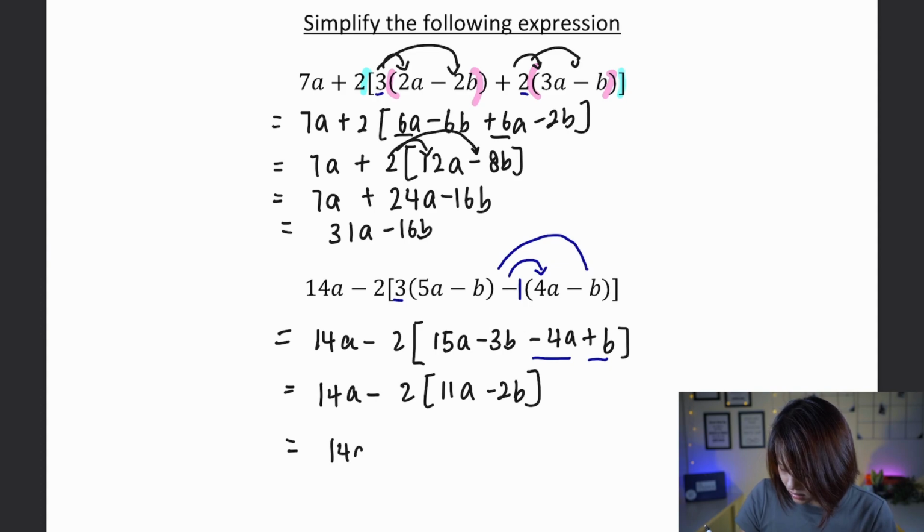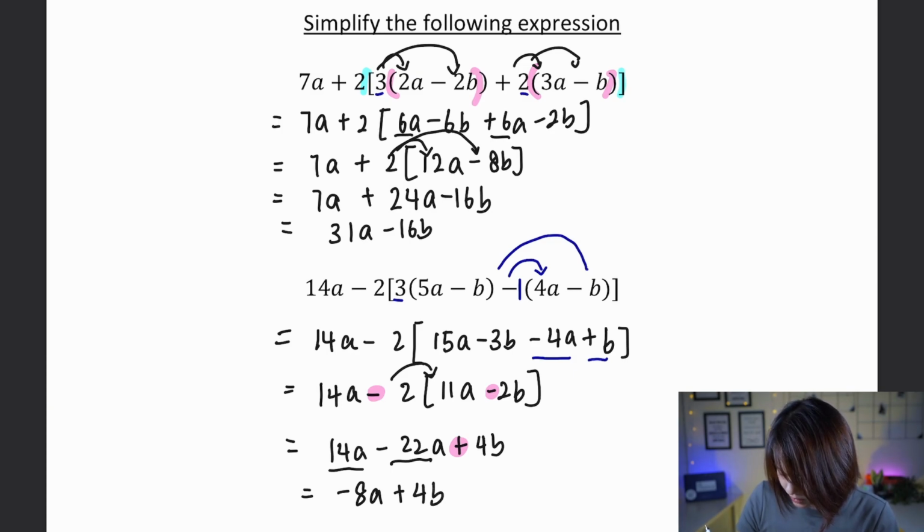Next, do my last bracket expansion: 14a minus 22a plus 4b. Remember, negative and a negative give us a positive. And then one last step: simplify. 14a minus 22a is minus 8a, and then just plus 4b. So this is how we expand and simplify linear equations.